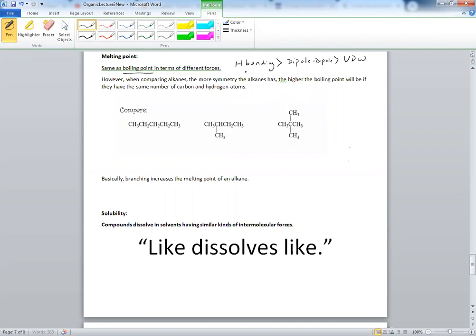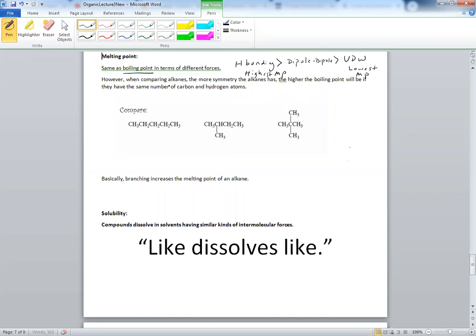So again, this would be the highest melting point, and this would be the lowest if they have comparable molar masses, same number of atoms. So that applies.